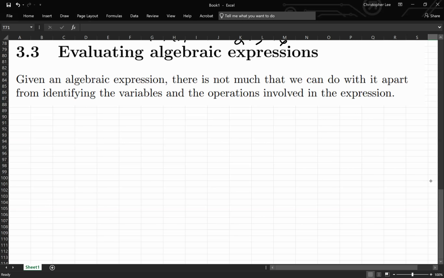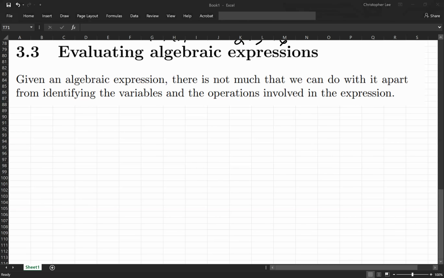3.3, evaluating algebraic expressions. So given an algebraic expression, there is not much that we can do with it apart from identifying the variables and the operations involved in the expression. All right. Time for an example.